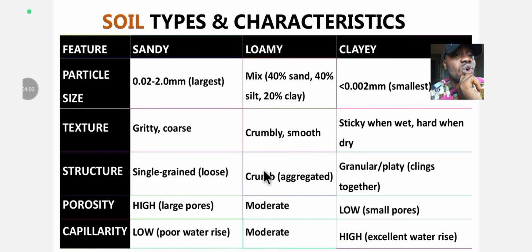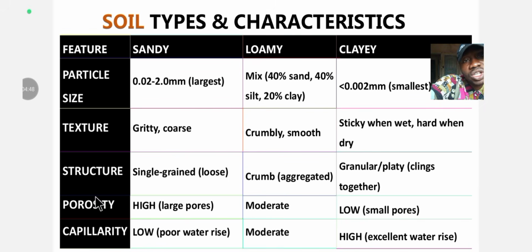For loamy soil, you have crumb, aggregated structure. It holds water to some extent. That's why when you are making ridges, you will see crumbs of loamy soil. Then clay soil is granular and platy, clinging together. It has a very low porosity, in fact the lowest among the three. It holds water, and water can't easily pass through. If the soil soaks water, it's hard for the water to come out.